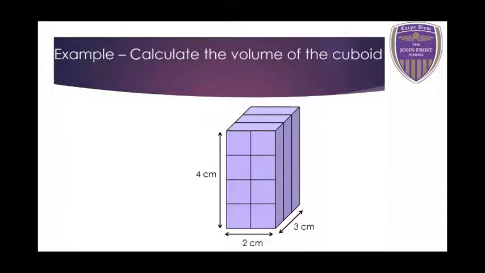This time we are told that this shape is 4 centimeters high, 2 centimeters wide, and 3 centimeters deep. So let's write out the formula. Volume equals height times width times depth. Now what are these values? Height, well, that's 4 centimeters. Width, that's 2 centimeters. And depth is 3 centimeters.